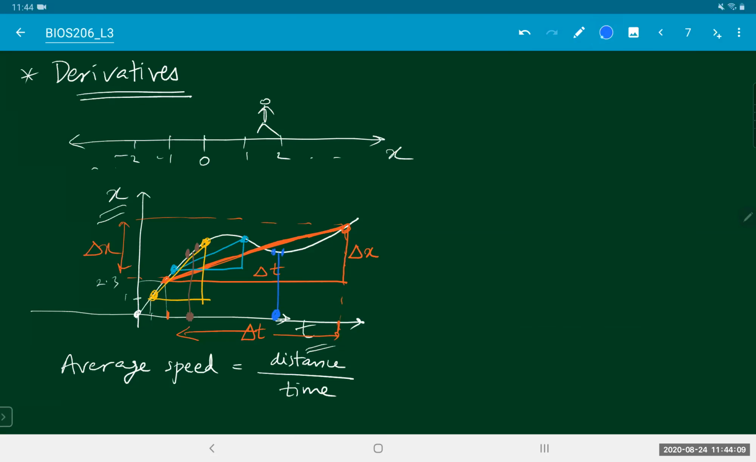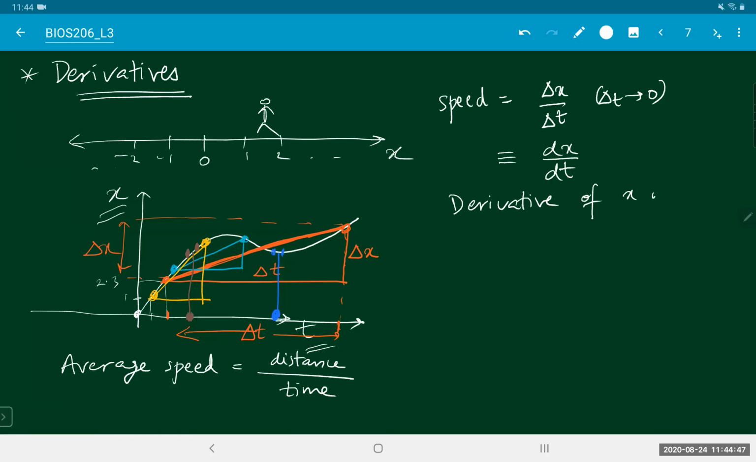So what we say is that the speed is delta x divided by delta t, but when you're taking a very small interval. So we say when delta t is very small, almost going to 0. And this we denote as dx by dt, or we call it the derivative of x with respect to time.